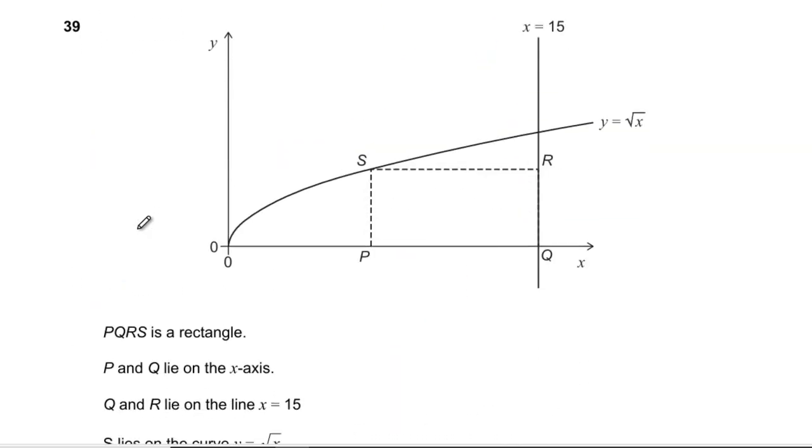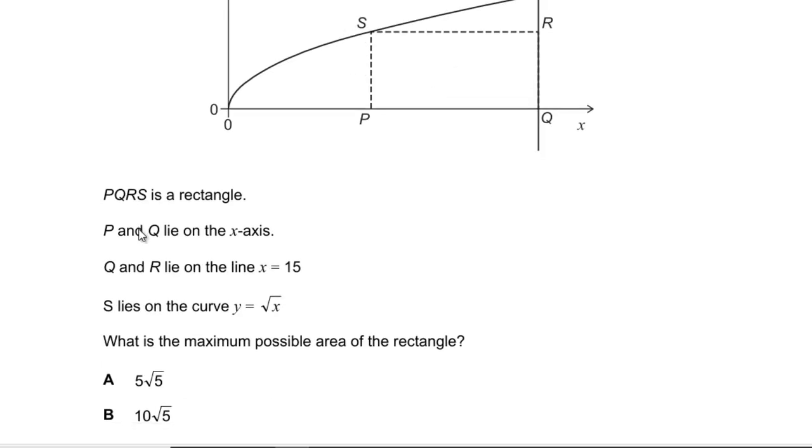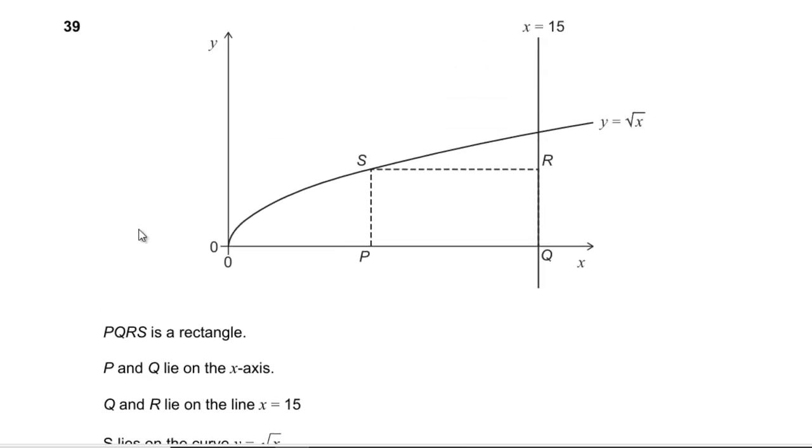39. PQRS is a rectangle. P and Q are on the x-axis, Q and R are on the line x = 15, that's all in the picture, and S is on that curve. What's the maximum possible area of the rectangle? Well, it's point S that's moving, so what is our area of the rectangle then?